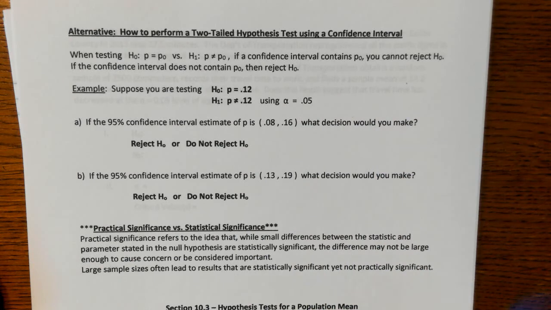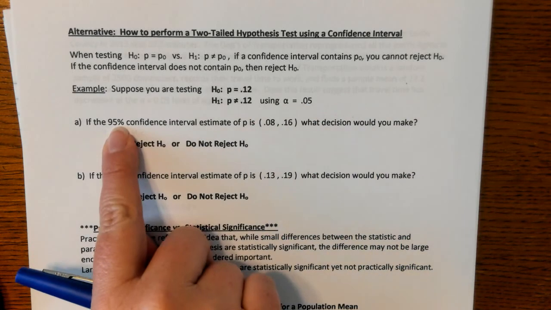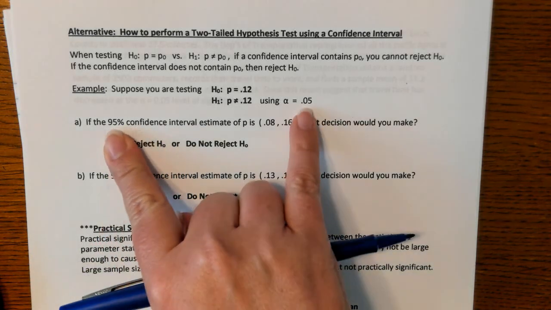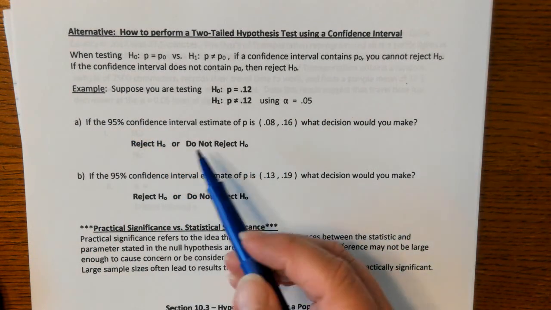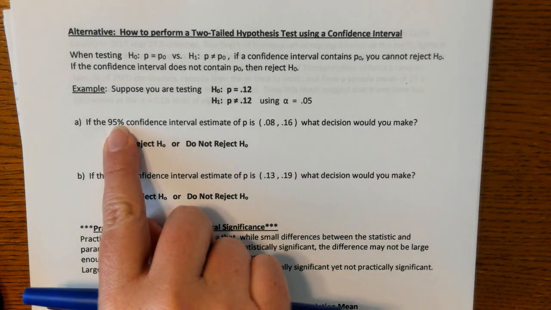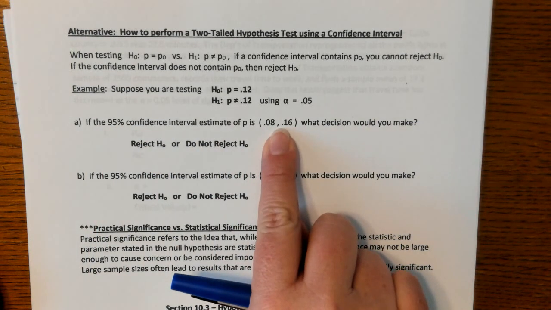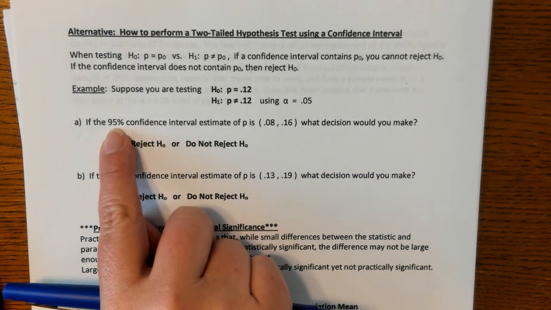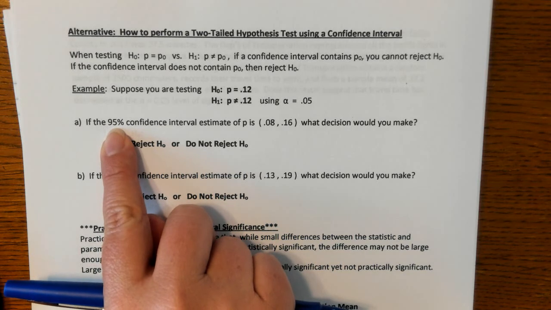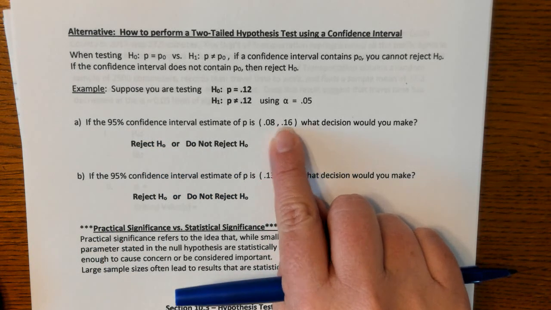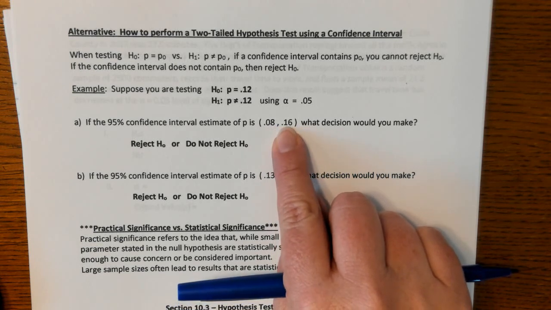If alpha equals 0.05, that means there's 95% confidence, right? Because the 95% confidence and 0.05 add up to 100%. So let's say you do your 95% confidence interval, and you get this. If this is the proportion of people who like spinach, we would be saying we are 95% confident that the true proportion of people who like spinach is between 0.08 and 0.16. So between 8 and 16% of people like spinach. That's what we would be saying.